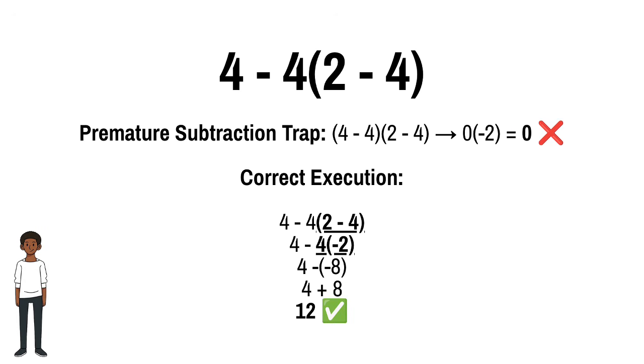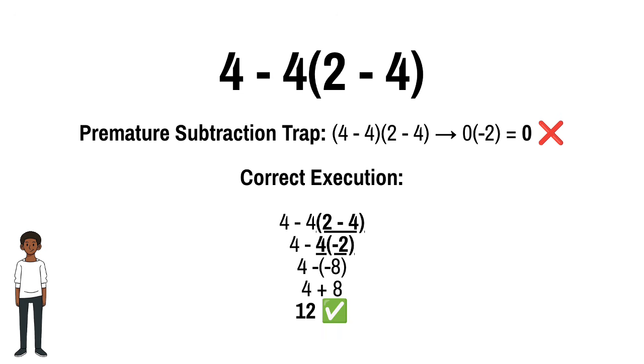Problem number 3. 4 minus 4 times (2 minus 4). Here is the trap. People see 4 minus 4 at the beginning and instinctively subtract first to get 0. 0 times anything is 0, so they confidently write down 0 as their final answer. This fails because subtraction sits at the very bottom of the PEMDAS hierarchy. You can never perform subtraction before completing parentheses and multiplication.